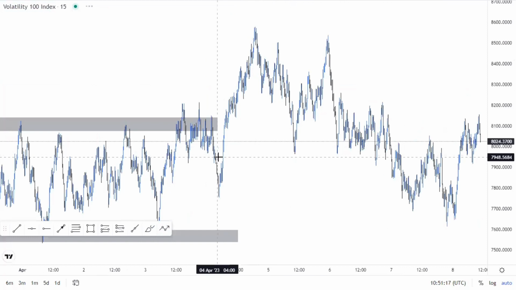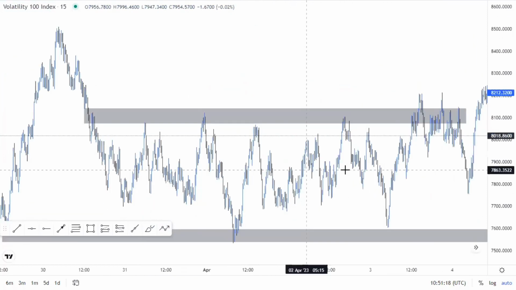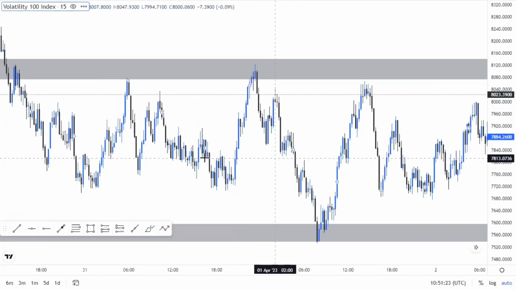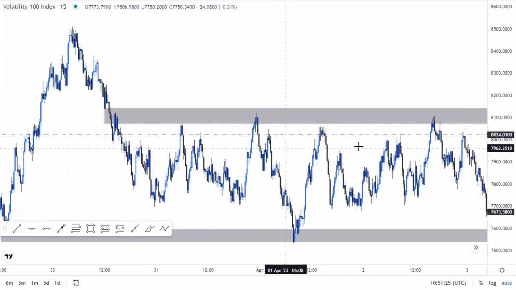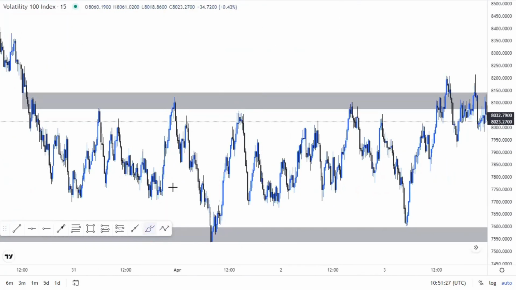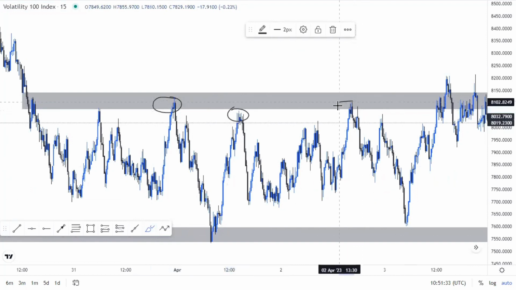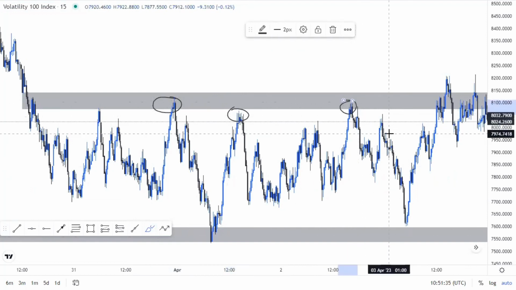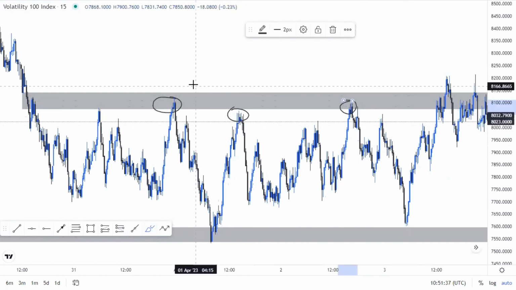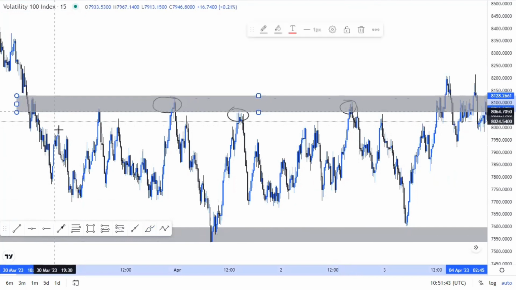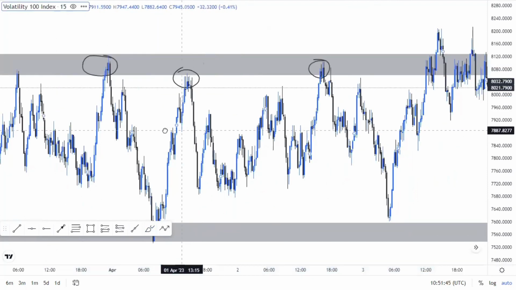So now it's loading and we are here. You're going to be looking for opportunities to sell at this area. So you see, these are market rejections. So all you have to do is to be patient for the market to touch our zone, to get to that area, then reject, and then you sell.